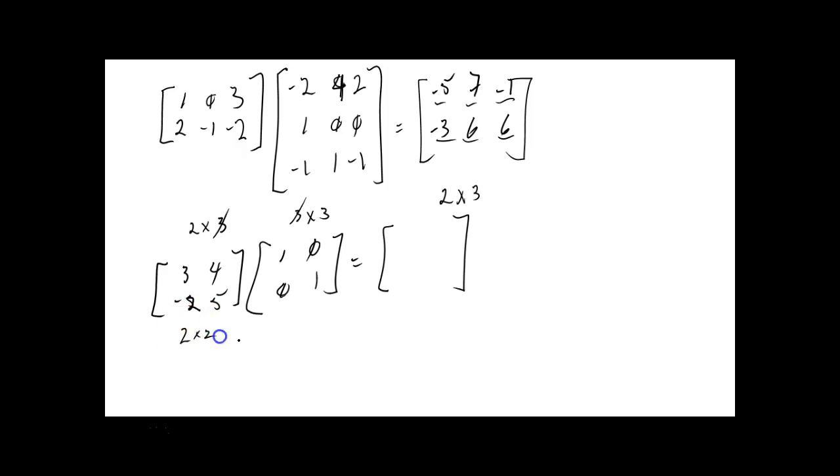Yeah, 2 by 2 times a 2 by 2 gives you a 2 by 2. Okay, so 1, 2, 3, 4. So let's do it. What do you get? 3 plus 0 is 3. The 1, 2 entry would be first row times second column: 0 plus 4 is 4. The 2, 1 entry would be second row first column: negative 2, 0 would be negative 2. And the 2, 2 entry, second row second column, 0 plus 5.